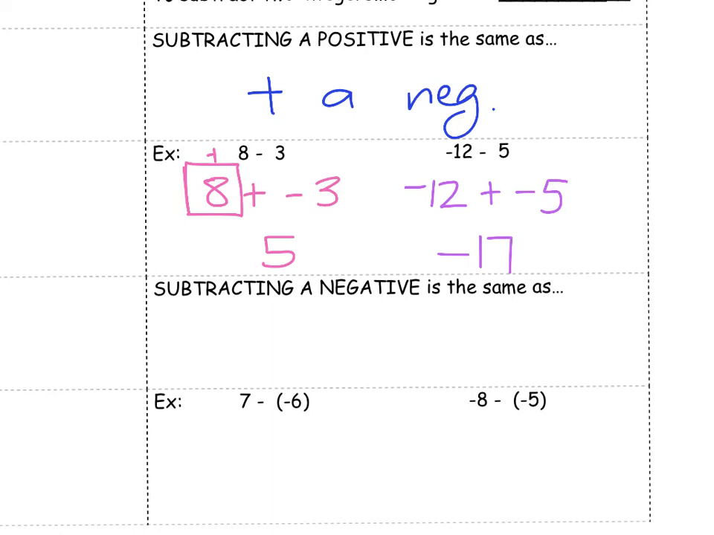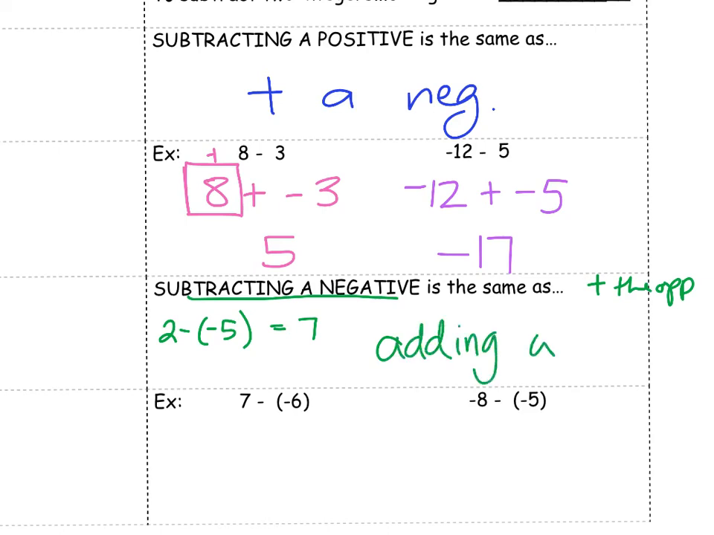We also have another type of subtracting problem where we're subtracting a negative. That was like that second example of 2 minus negative 5. It ended up equaling 7. Subtracting a negative, remember, we're adding the opposite. So we're going to be adding the opposite of a negative, which is a positive. It's really 2 plus a positive 5, adding the positive.